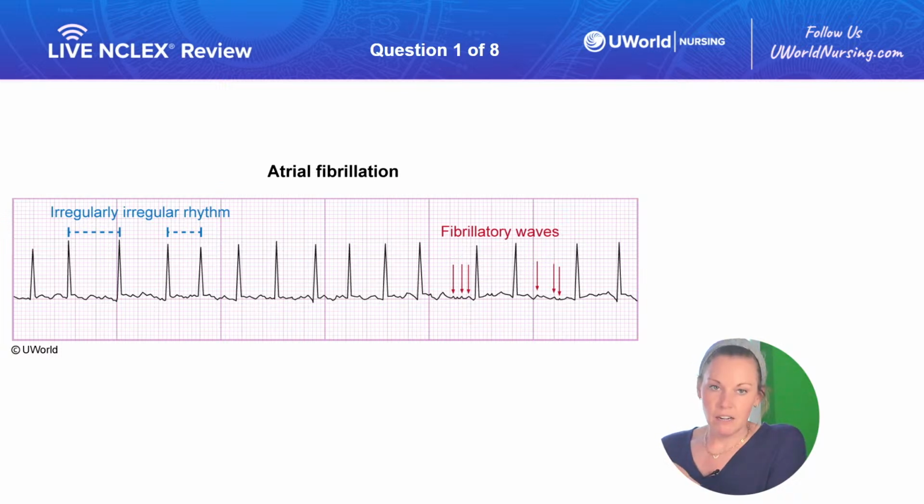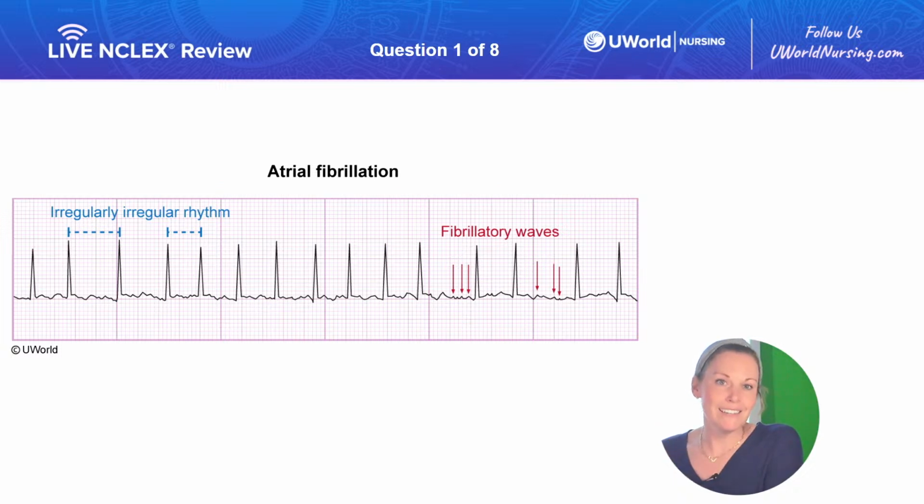But what we're seeing in our atrium is those fibrillatory waves. What we're seeing in our ventricles is an irregular rhythm. So really no rhyme or reason to the cadence of that ventricle squeeze. They're getting a mixed signal from the atrium, so they're not coordinated in their effort to push blood out to the body.